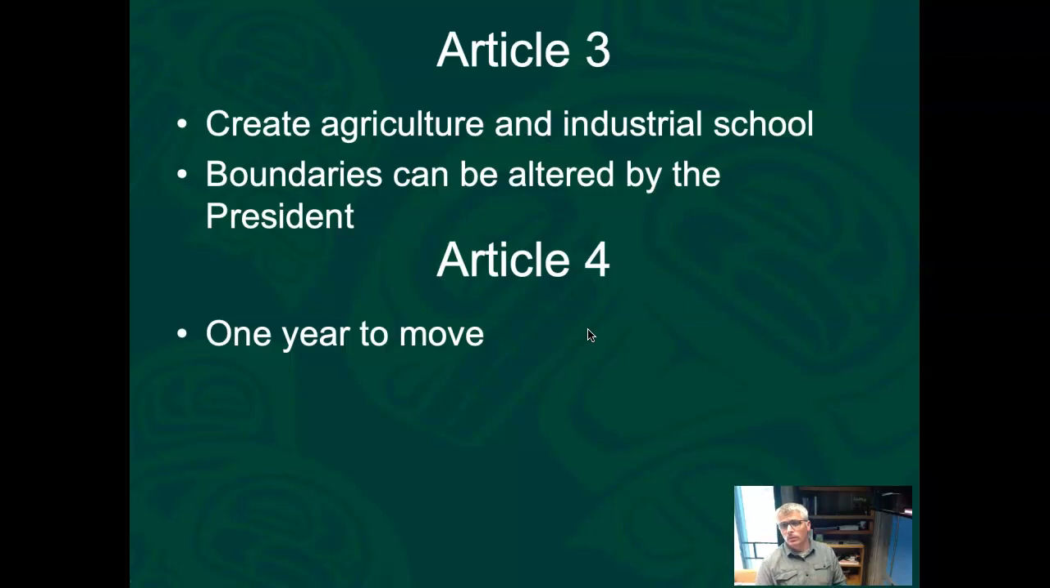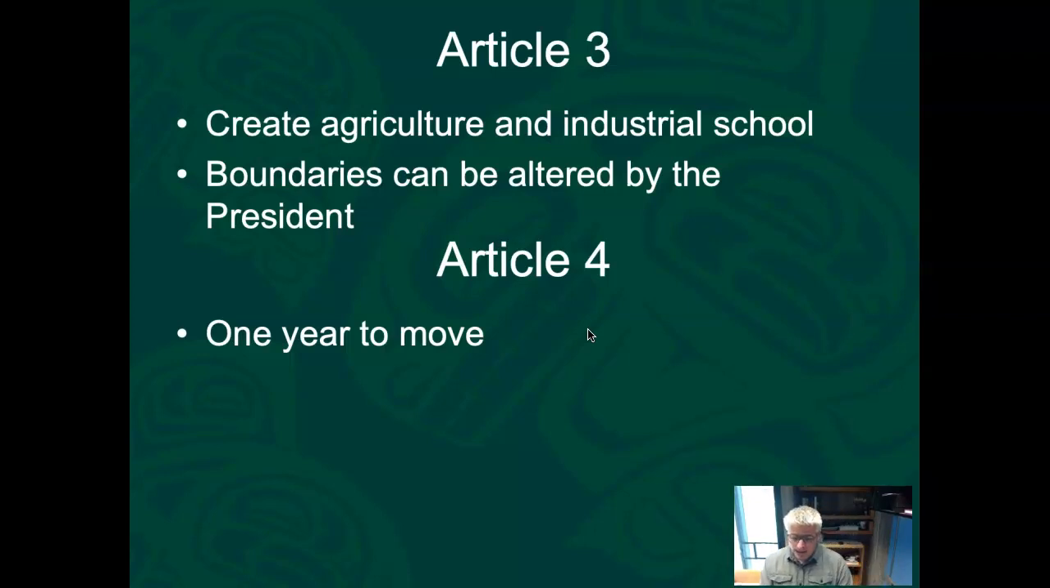And so reading through the treaty and kind of interpreting what these articles mean, Article 3 is to create an agriculture and industrial school, and also boundaries can be altered by the president. So the agriculture and industrial school, the goal at the time was to train Native folks in the way of agriculture and industry. And so this is that providing tools to assimilate local populations effectively, right?